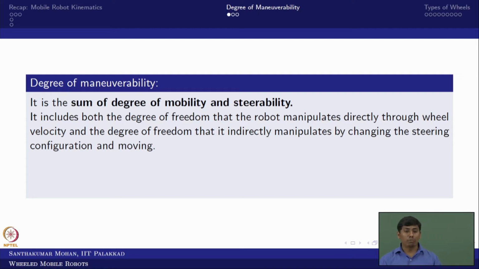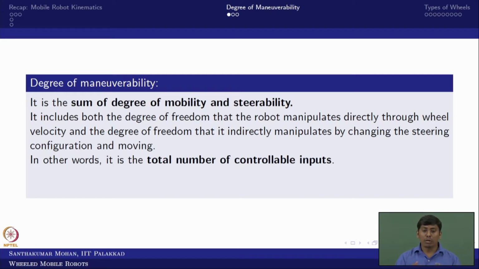Now you have clarity on what degree of mobility and steerability are. You combine these two, the sum of these two gives the degree of maneuverability. What does that mean? Very straightforward, it is nothing but the total number of controllable inputs. So if you have a 2-wheel drive system, the degree of maneuverability is 2. Now if you have 3 wheels but only 2 are powered, then the degree of maneuverability is only 2. That is what we are trying to see.